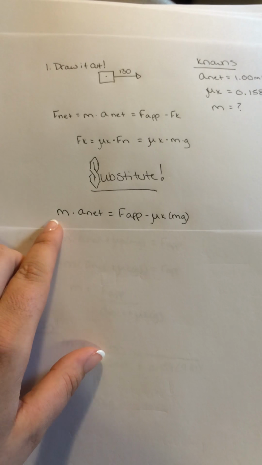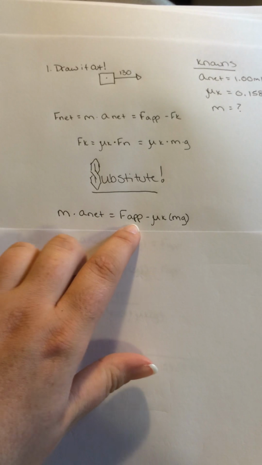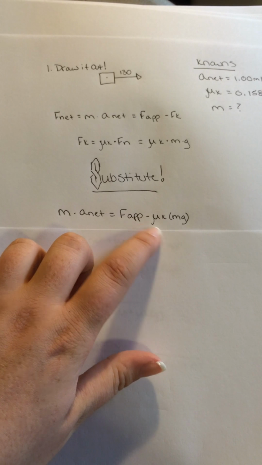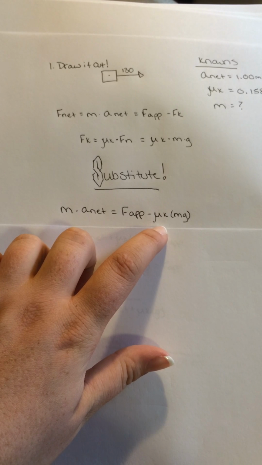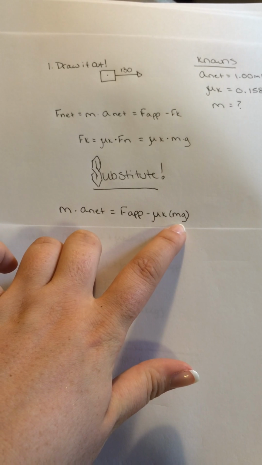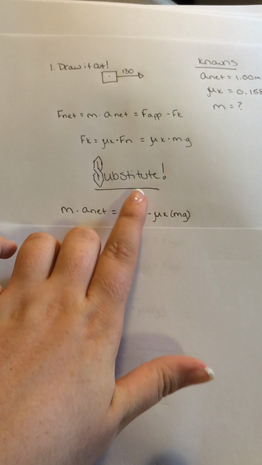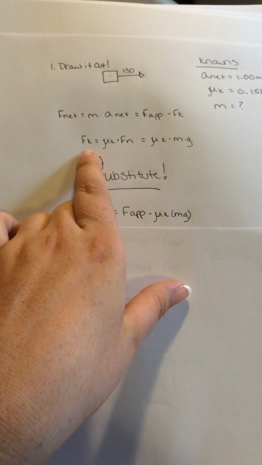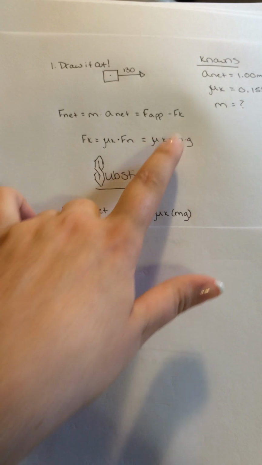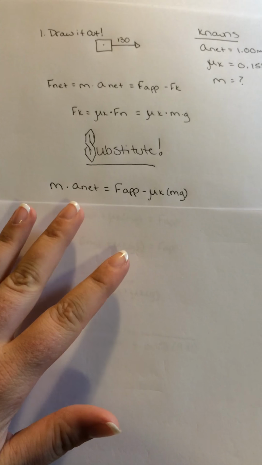Now we have mass times the net acceleration equals the applied force minus the coefficient of kinetic friction times mass times gravity, or that normal force. Just to refresh, all we did was plug this in for Fk into our original equation. Now we have everything we technically need to solve. We only have one variable, and that's our mass.